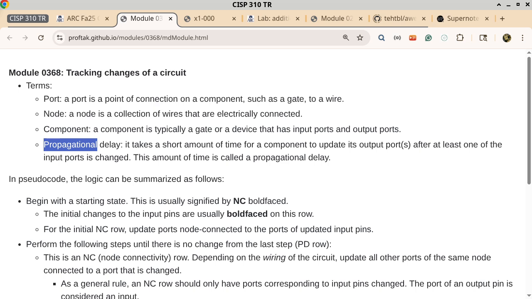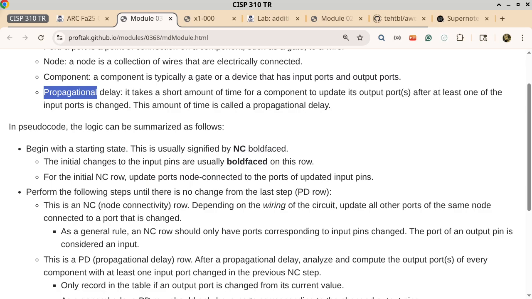All right. So in pseudocode, the logic can be summarized as follows. We usually start with a starting state, and it is signified with NC, which stands for node connectivity. So the initial changes to the input pins are in boldface on this row. For the initial NC or node connectivity row, update the ports that are connected by nodes to the ports of the updated input pins. Okay, so we are actually going to use these instructions in today's class, and I'll go through one simulation of the mechanism of the SR latch.